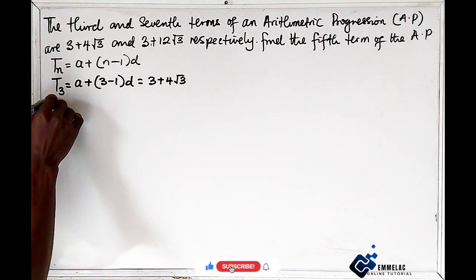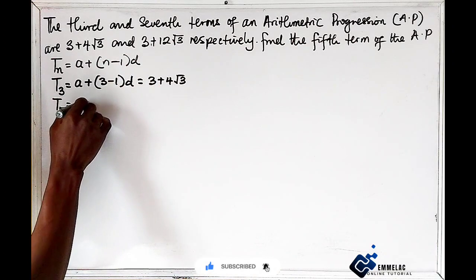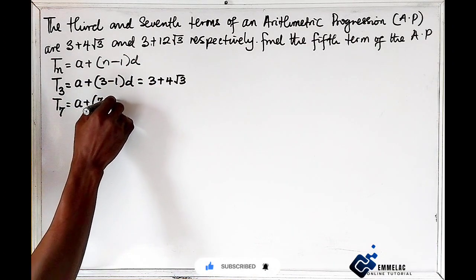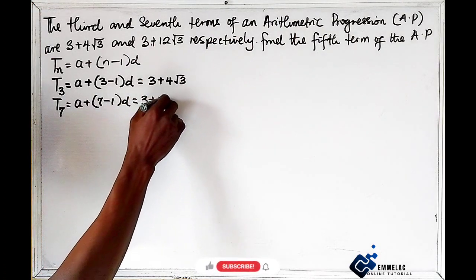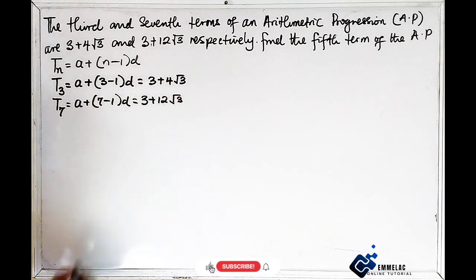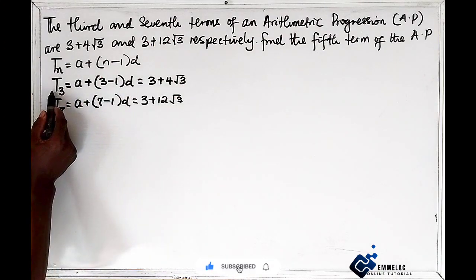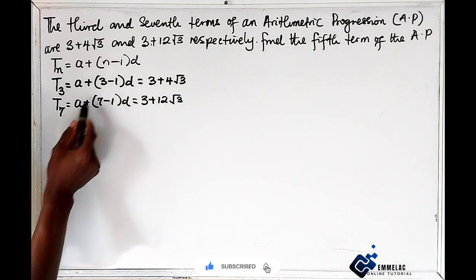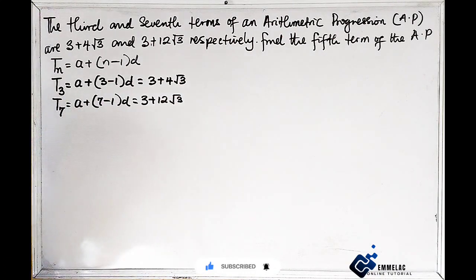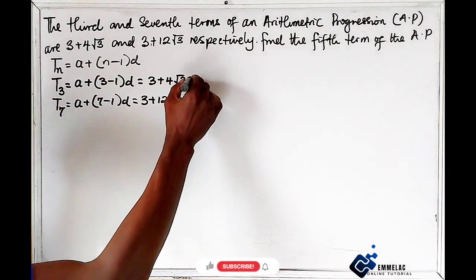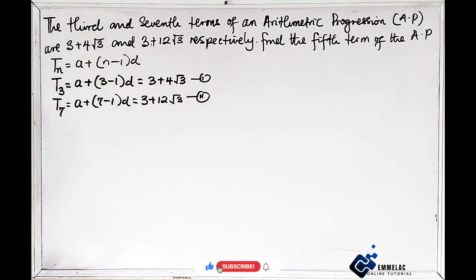Now the second one, which is the seventh term, will be given as A plus 7 minus 1 D, all equals 3 plus 12 root 3. This is for the fact that for the third term N is 3, and for the seventh term N is 7. Alright, let's make this equation 1 and let's make this equation 2. Now let us solve.